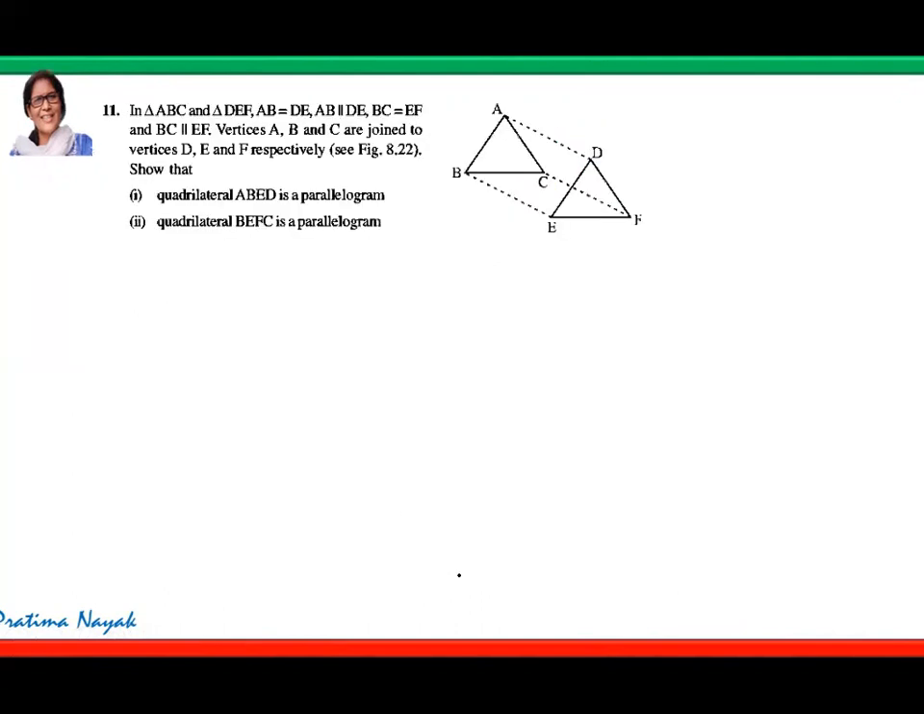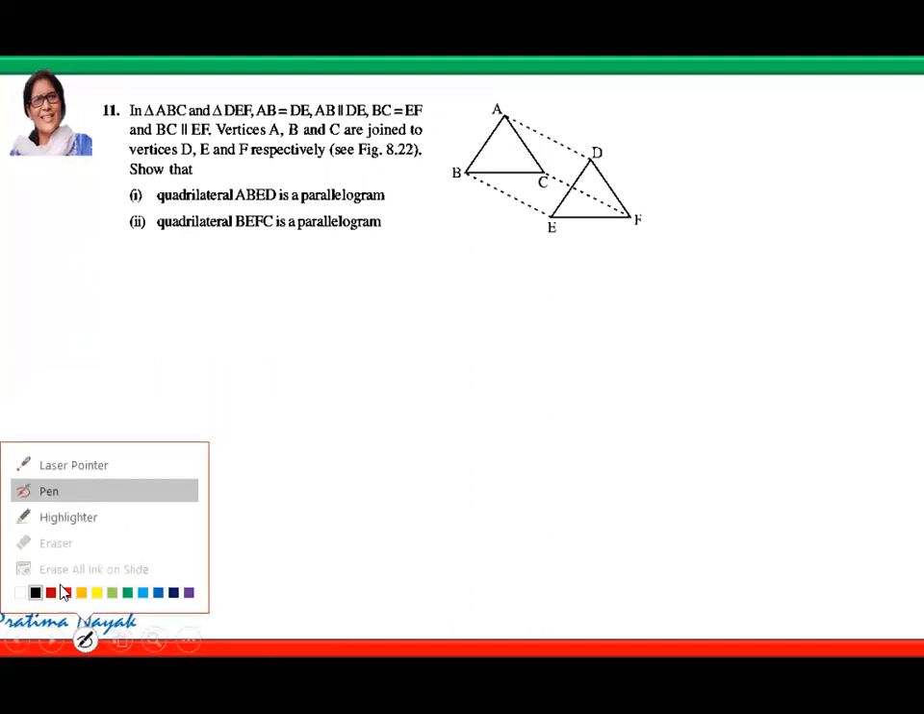Now coming to question number 11. In 11 there are so many parts, so I am writing part-wise so that there will be no confusion. Here the figure is given also. ABC is a triangle.